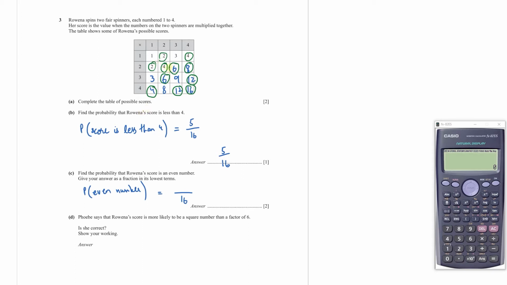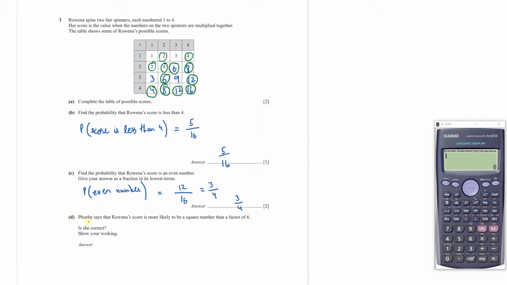So 1, 2, 3, 4, 5, 6, 7, 8, 9, 10, 11. And this one is also. So this is 12. So you have 12 scores that are even. So you get 12 over 16. And then you have to write it in its lowest form. So I can divide by 4. So 4 threes are 12 and 4 fours are 16. So your answer is 3 over 4.